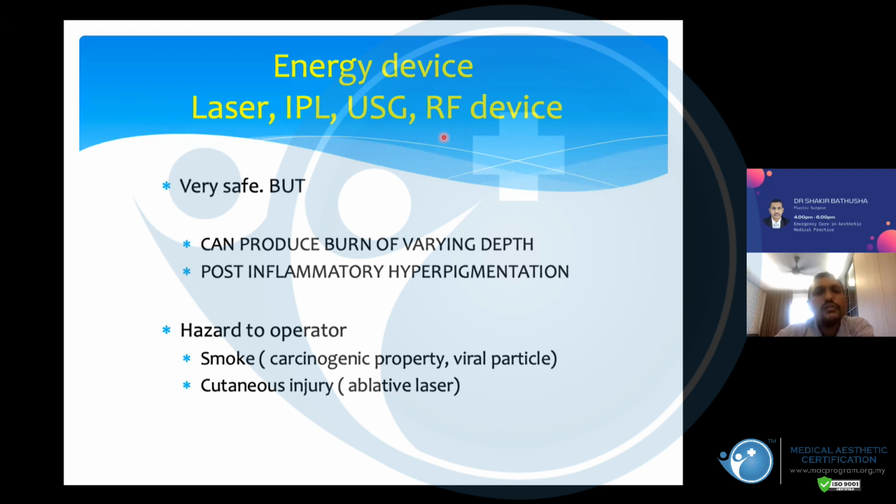Sometimes while using these energy devices, the operator is also exposed to certain forms of hazard, especially the smoke from using CO2 lasers. If you're using a CO2 laser on a warty lesion, there is a risk that the virus in the wart, the HPV, is aerosolized, and then you inhale this carcinogenic or viral particle into your system. Or sometimes, if you are not very careful using ablative lasers, you can injure yourself also while doing the procedures.